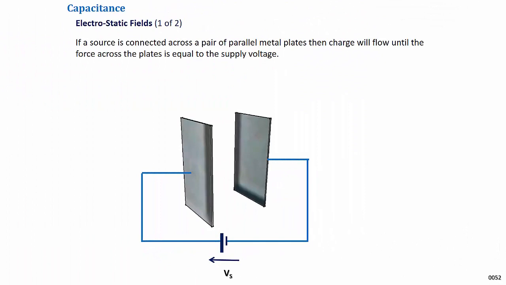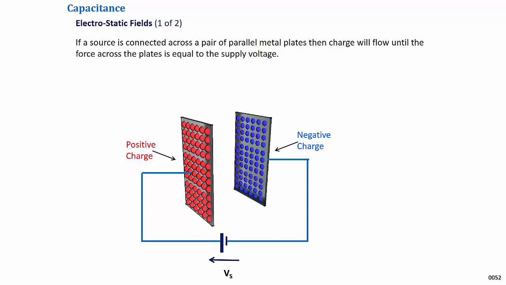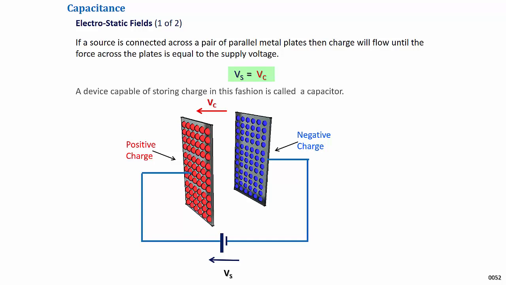When a source is connected across a pair of parallel metal plates, charge will start to flow, leaving the plate connected to the positive terminal with a positive charge and the plate connected to the negative terminal with a negative charge. Charge will continue to flow until the force across the plates is equal to the supply voltage, so Vs equals Vc. A device capable of storing charge in this fashion is called a capacitor.